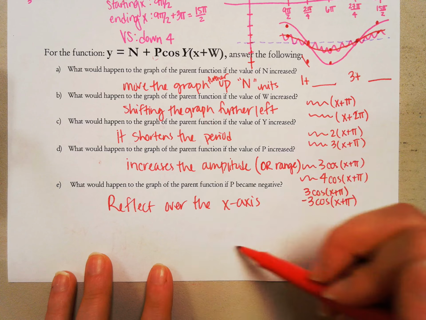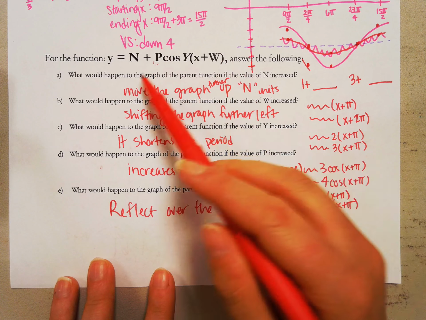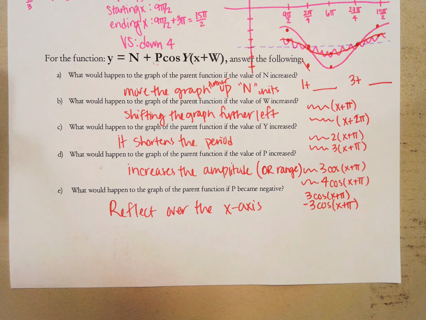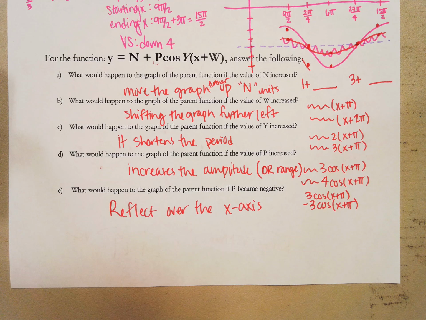This idea, again, of being able to look at something with all these different variables and deciding what would happen if it increased or decreased or became negative or got smaller or reduced by 2 or whatever situation I come up with, you should be able to explain just like this what would happen to that graph.